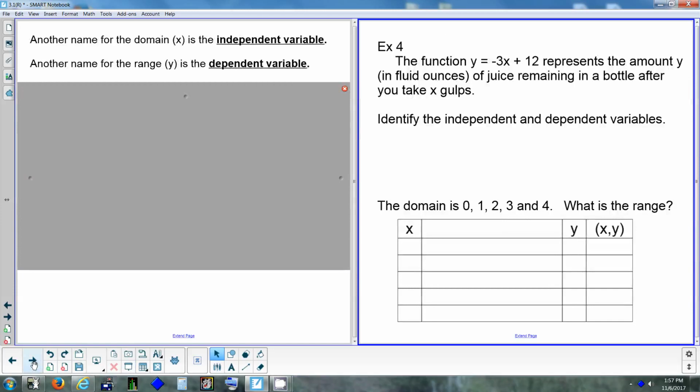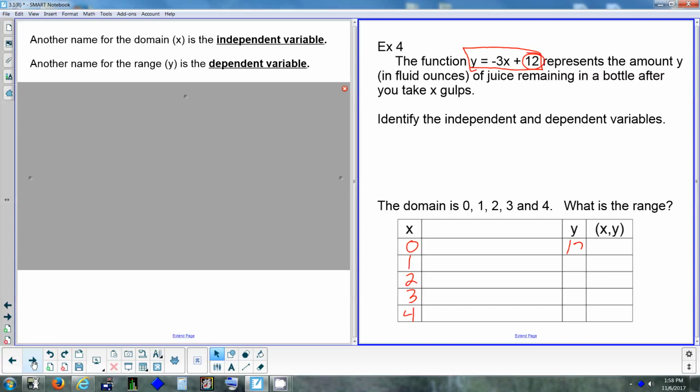In the last example, they give you a formula. And they tell you that X is the number of sips you take of this drink. And what they do is they say, let's say you take zero sips, one sip, two, three, and four. And they ask you, as you keep taking sips, how much is going to be left in the glass? So if you don't sip anything out of the glass, you basically get what you started with.